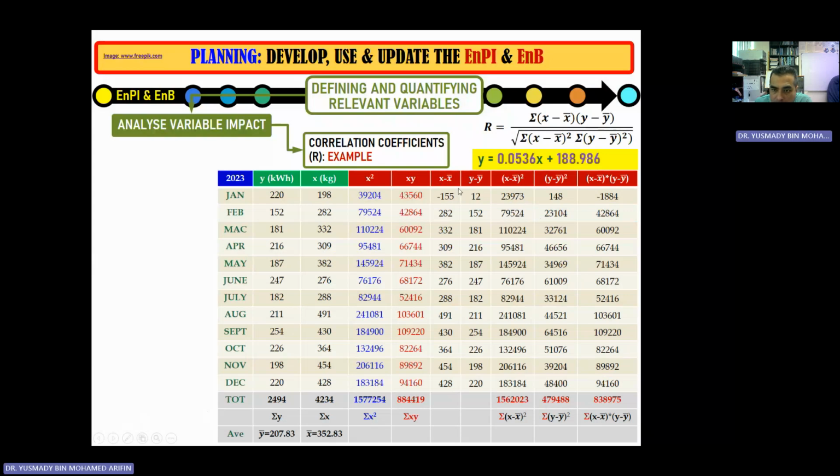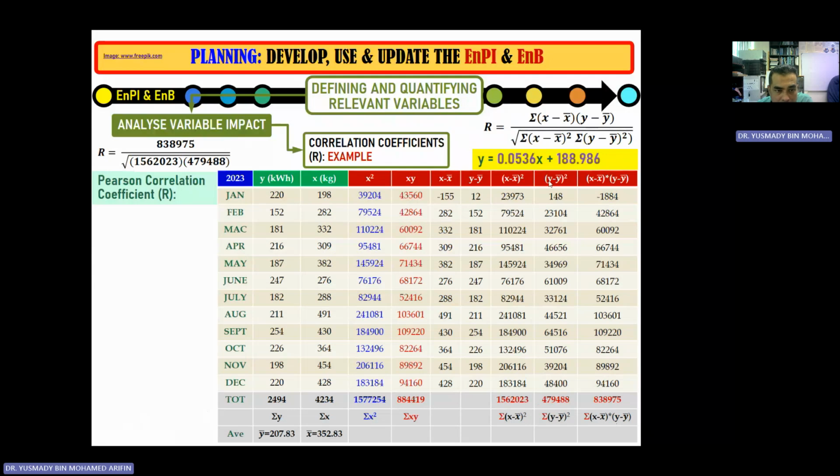Now we need to calculate x minus x bar and y minus y bar. Then we calculate x minus x bar square and sum all the data obtained. Likewise y minus y bar square, and we sum all of that data as well. We also need to calculate x minus x bar multiplied by y minus y bar and sum all of the data, as shown in the table. Then we substitute all the data into the equation for the Pearson correlation coefficient.